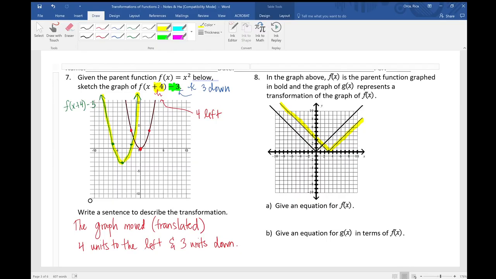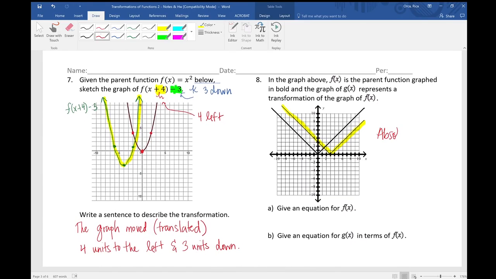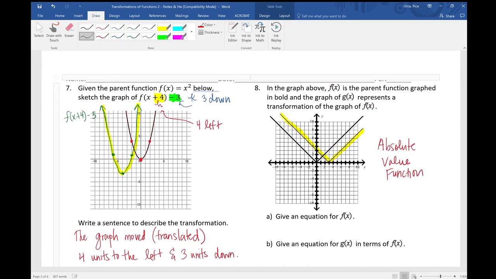Okay, well, because the graph looks like a V, I know that this is going to be an absolute value function. F of x is the graph that's in bold. That's our parent function. So I know f of x equals the absolute value of x. Now I need to give an equation for g of x. G of x is going to be what we highlighted.